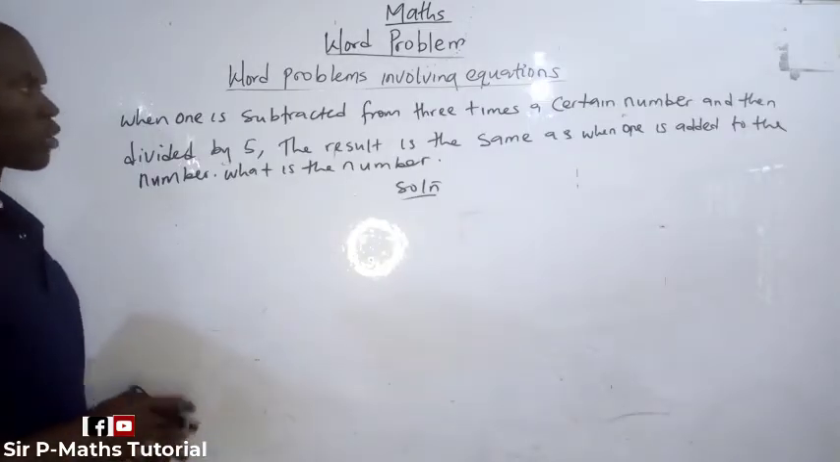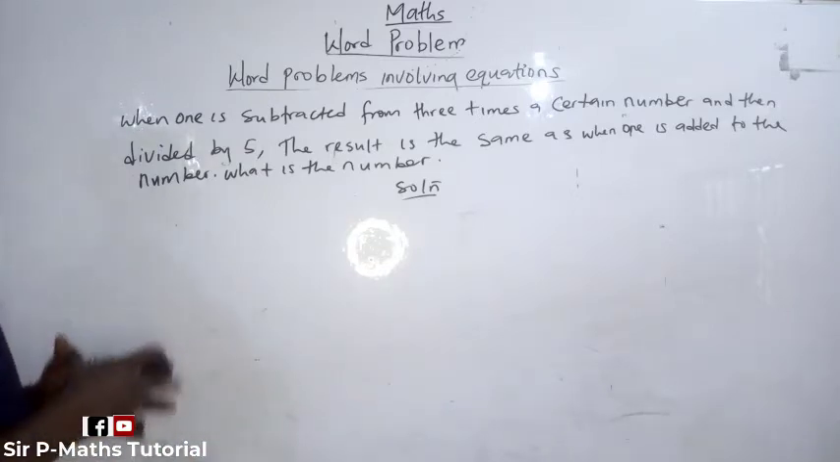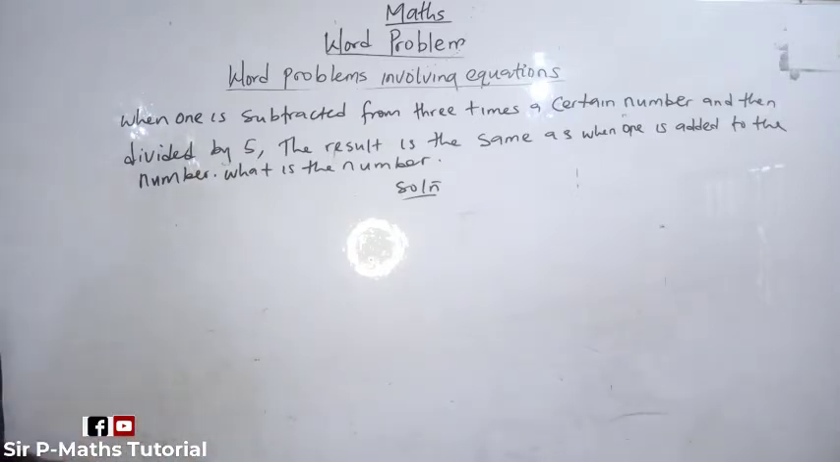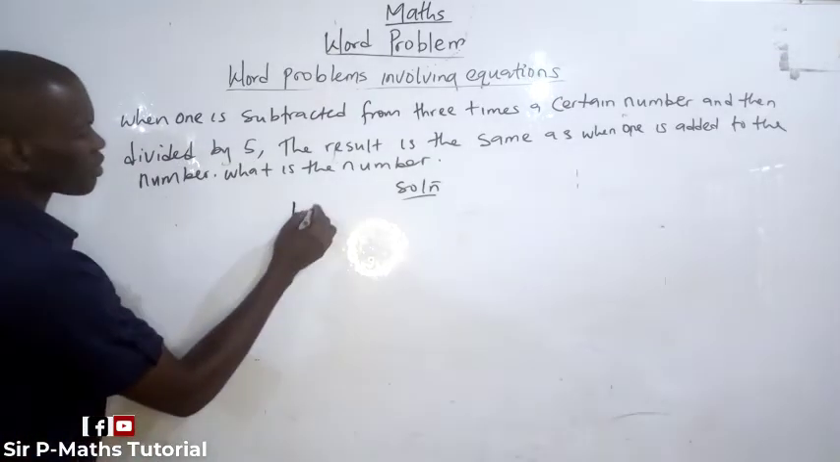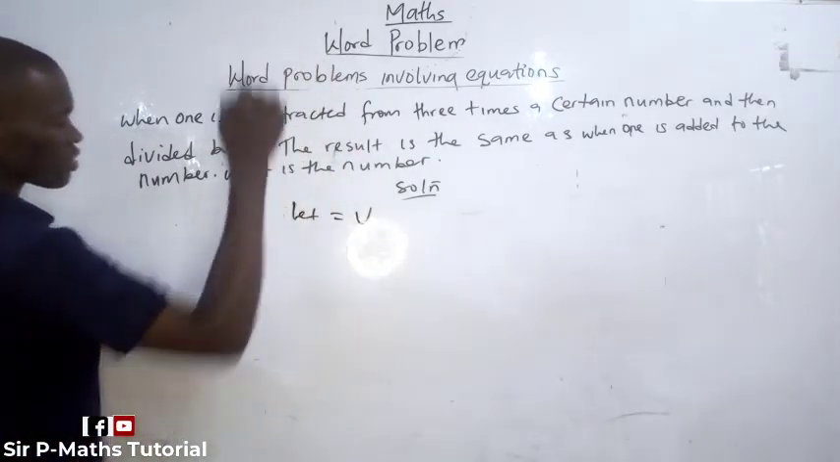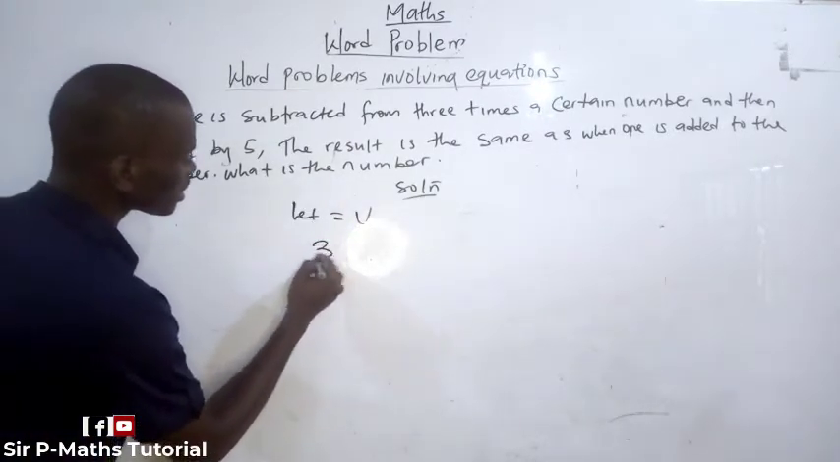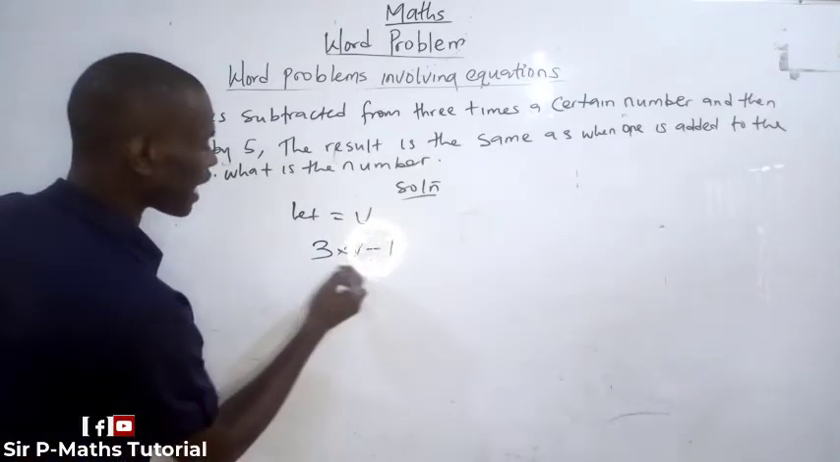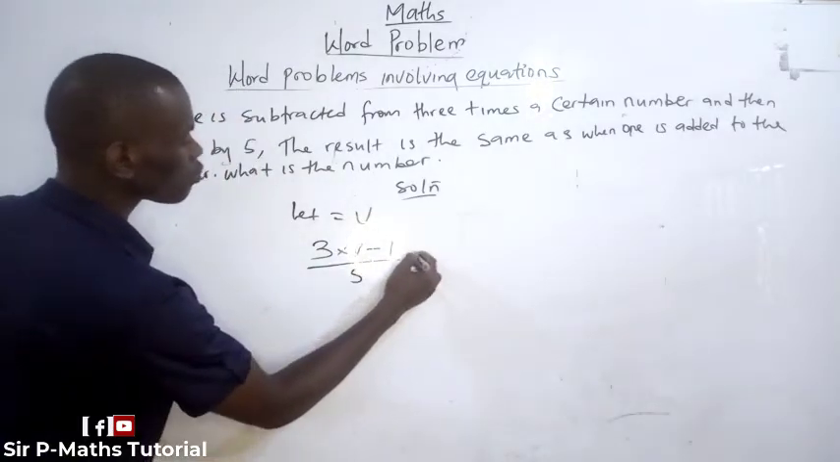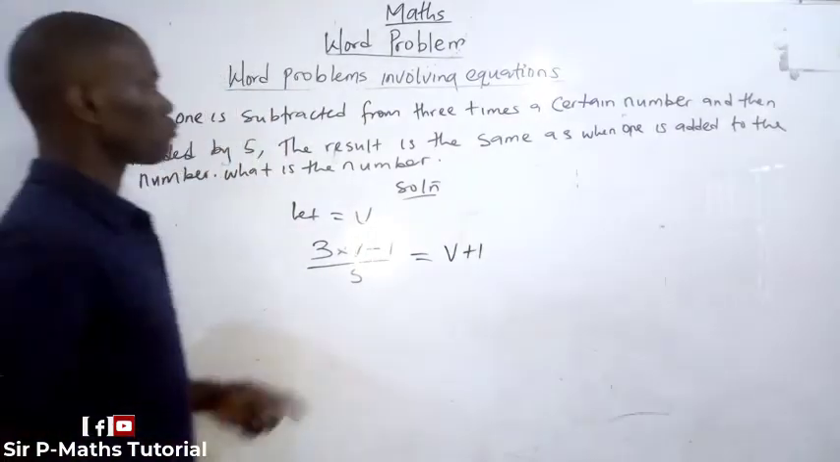Let's solve another problem here. When 1 is subtracted from 3 times a certain number and then divided by 5, the result is the same as when 1 is added to the number. What is that number? Let the number be, let's say v this time around. Now we say that 3 times a number subtracts 1, 3 times v subtracting 1, and then divided by 5 will give me that same number plus 1. V plus 1.